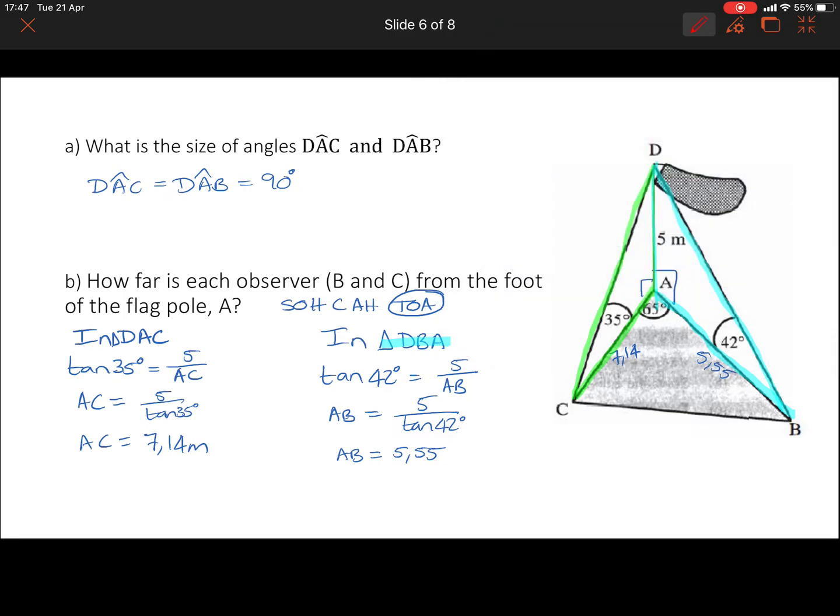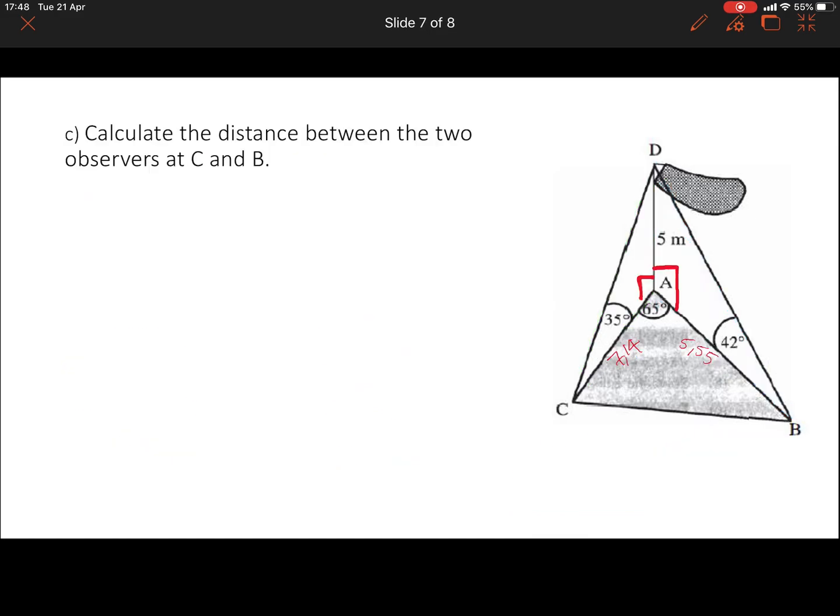Remember, when you're doing these, your calculator must be in degrees. Don't forget that if it's in the wrong mode, you'll end up getting the wrong answer. Let's have a look at the next question.